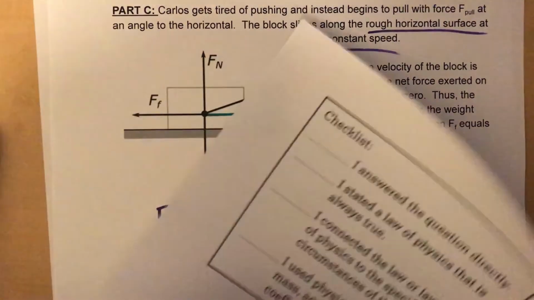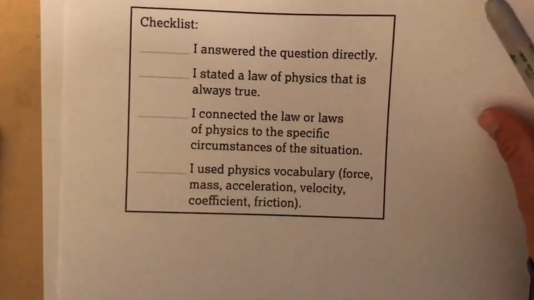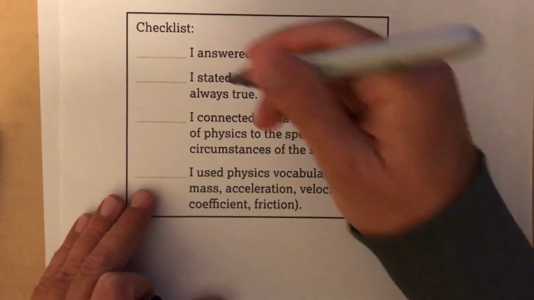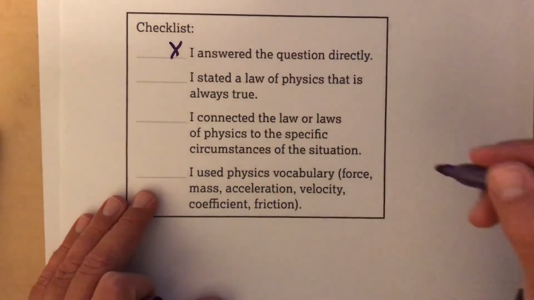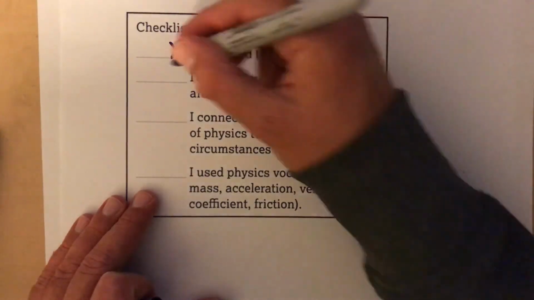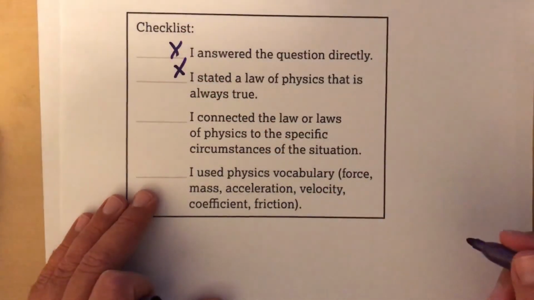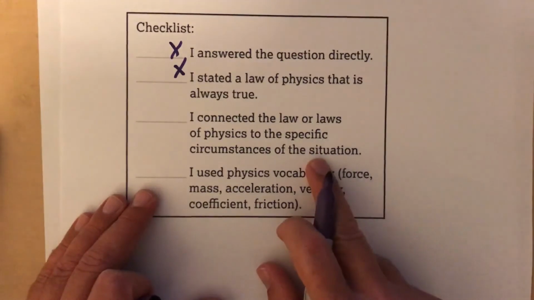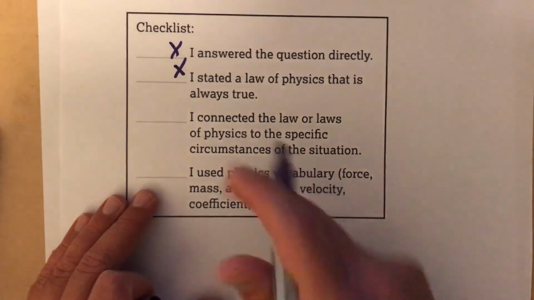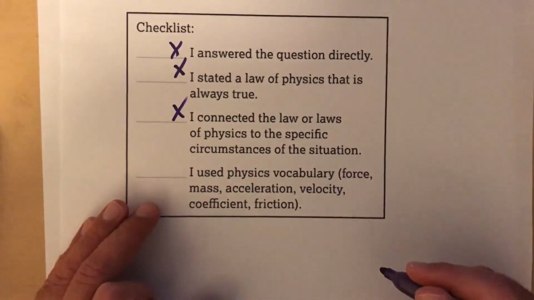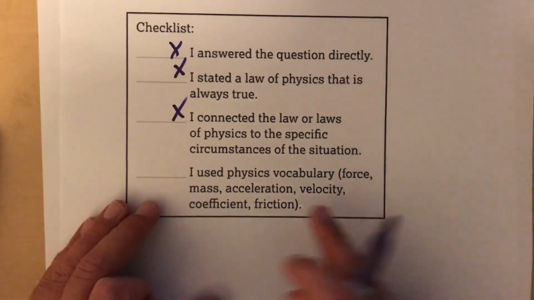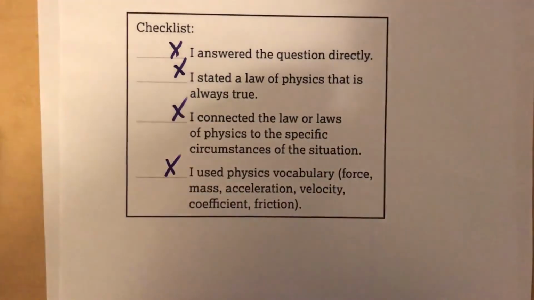So then it's just a general part. Get used to this. Like, did you answer it directly? What was wrong with Blake's question? Yes. Did you state laws of physics that are always true? Yes, that's the second law that we use there. Connected the laws of physics to the specific situation. Yes, we broke apart the F pull into its components, and we used our physics vocabulary there.